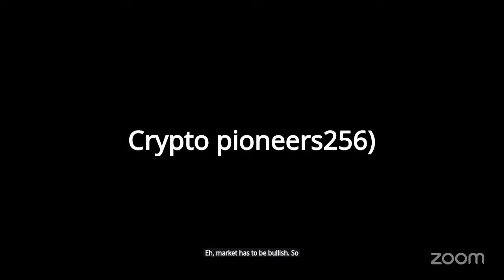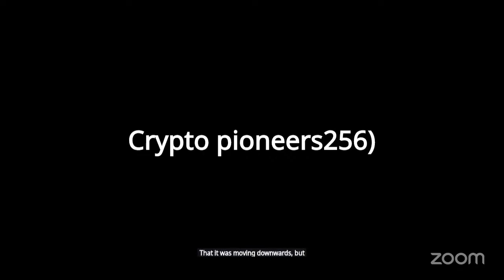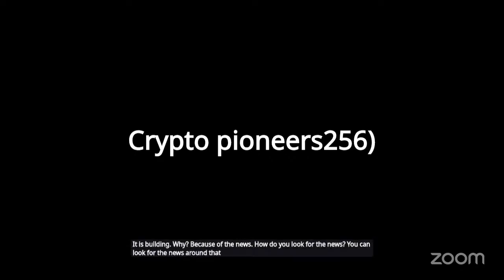Like recently, you may look at this coin that it was moving downwards. But all in all, you can see now that it is bullish. Why? Because of the news. How do you look for the news? You can look for the news around that area. Let me look at XRP. So XRP is like this, and they can take it in one day. Okay, there is a possibility.